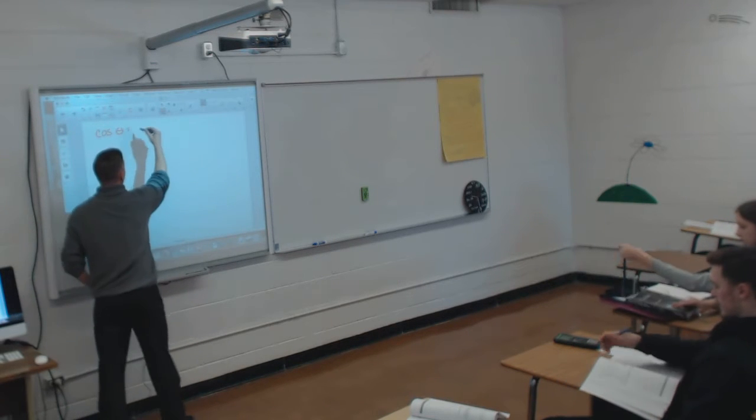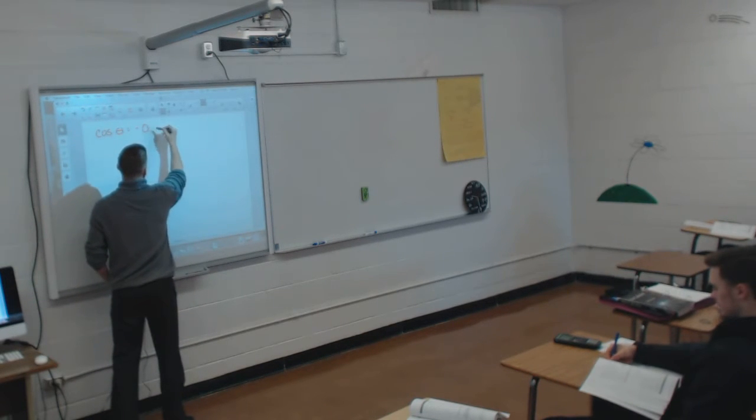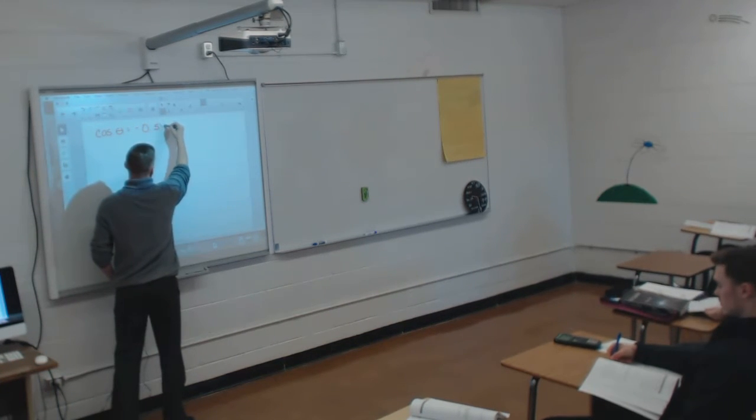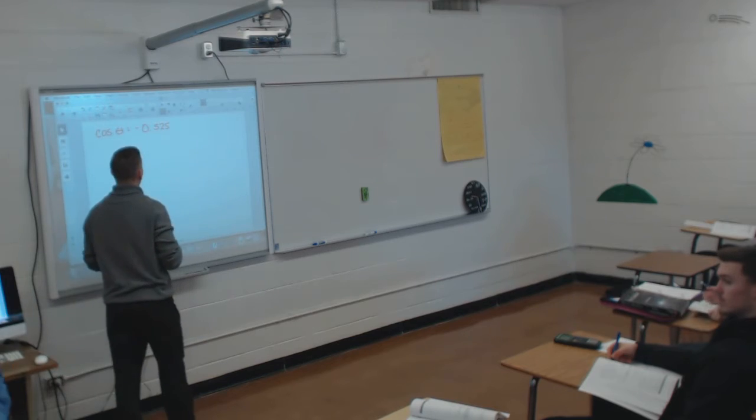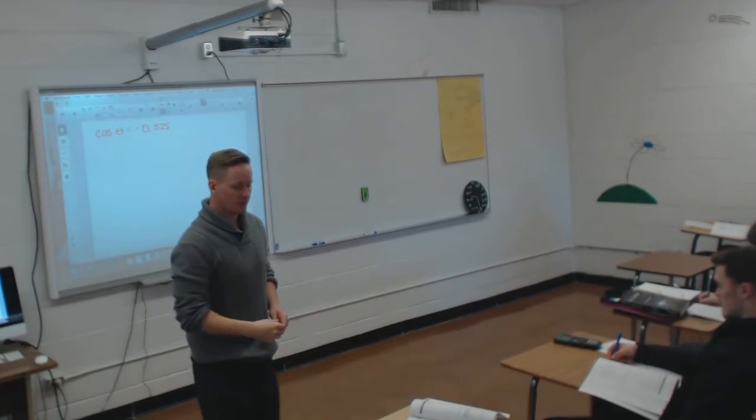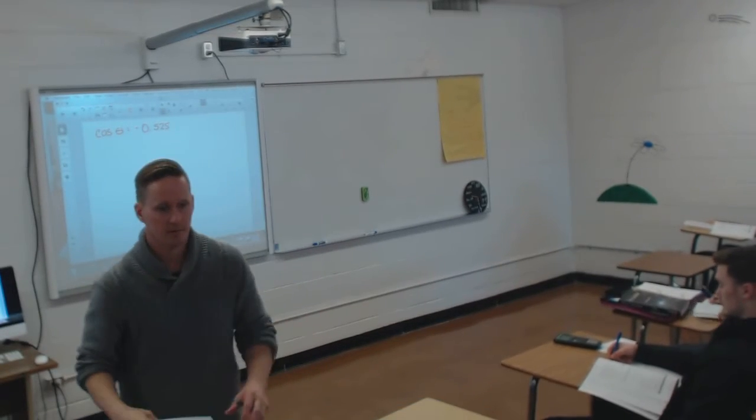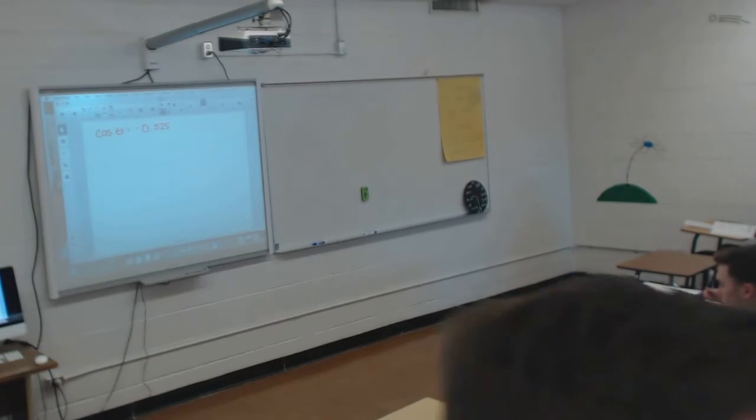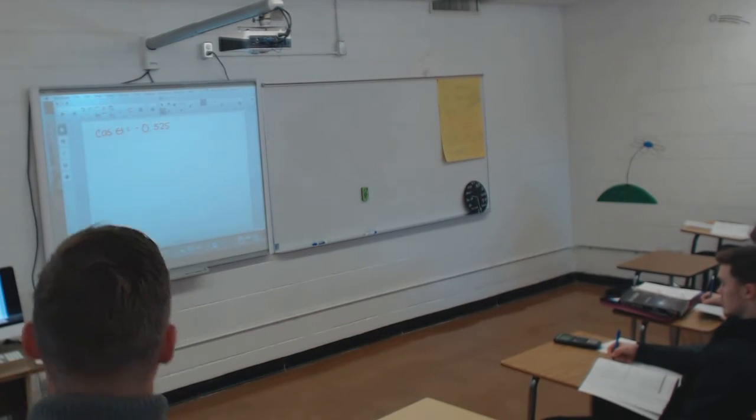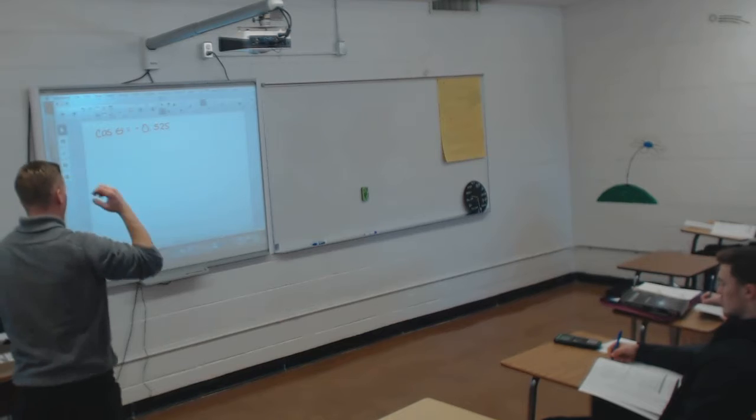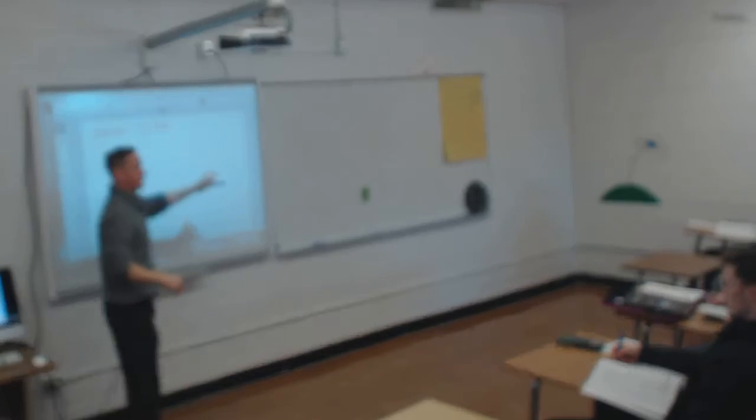I want the cosine theta to be negative 0.525. Oh, wrong book. Cos theta is equal to negative 0.525.